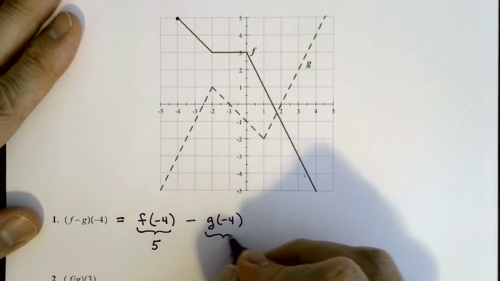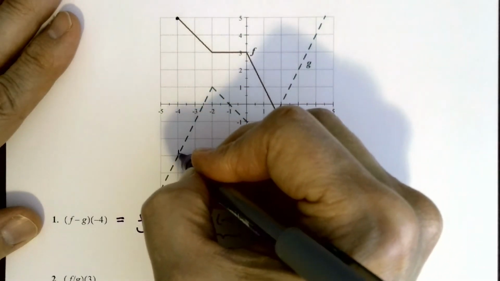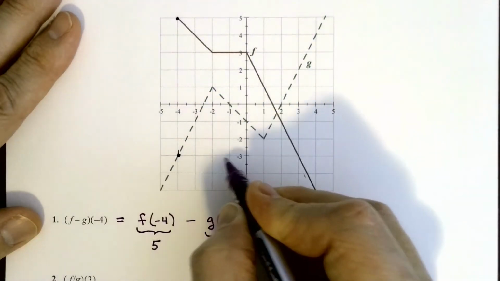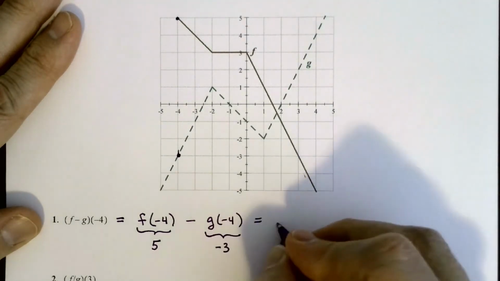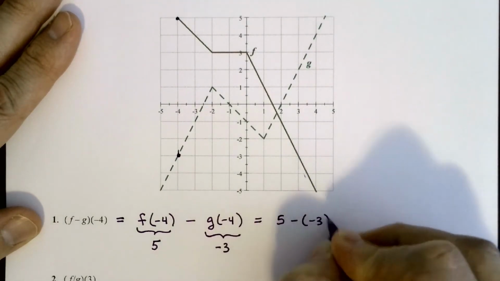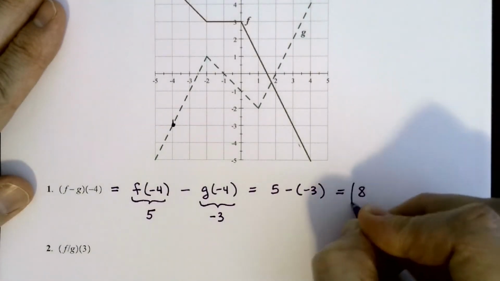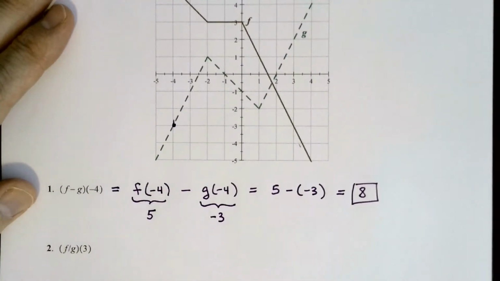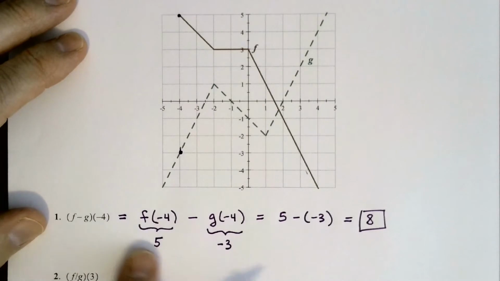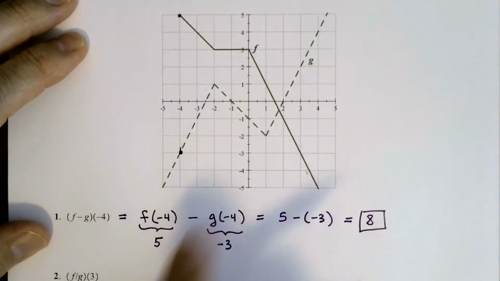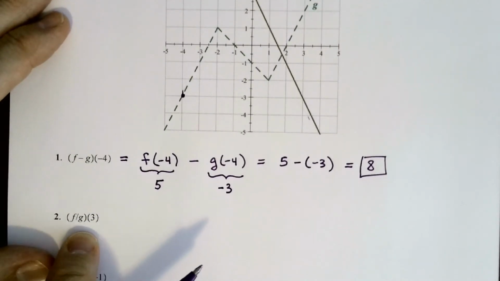What's g of negative 4? Again, go to an input of negative 4, and this time go down to the dashed line right there. What's the output for the function g? Negative 3. So what I'm getting is 5 minus a negative 3. What's 5 minus a negative 3? It's positive 8. And there it is. So that's what I want you to do. I don't want you to come up with the formulas for these and then evaluate. I just want you to use the graph to quickly get the values, making sure you understand what this means.